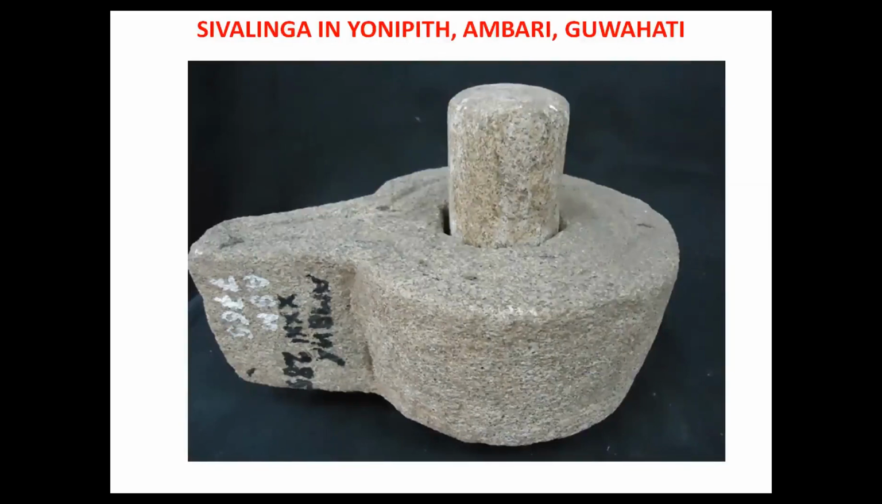So in the form of a linga in Jonipet, and a large number of these lingas in Jonipet was found during the Ambari excavations. We find throughout the length and breadth of Assam very few actually Uma Maheshwara and other sculptures. There are some still in situ, but presently all are worshipped in this form.